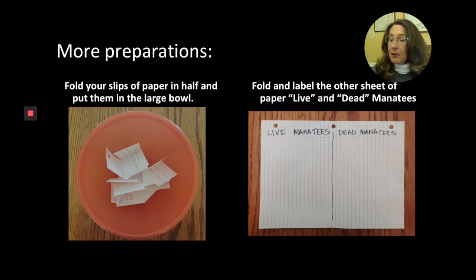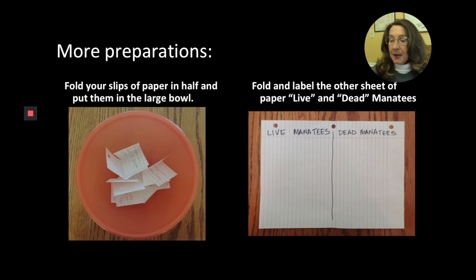Now take your other sheet of notebook paper and fold it in half, hot dog or hamburger style. Do not cut this piece of paper in 2. Instead, unfold it and write live manatees at the top of one side and dead manatees at the top of the other side, like you see in the picture on the right or the picture in your handout. If you like, you can even draw a line down through the middle of the paper to separate the 2 sides. We are almost ready to begin.